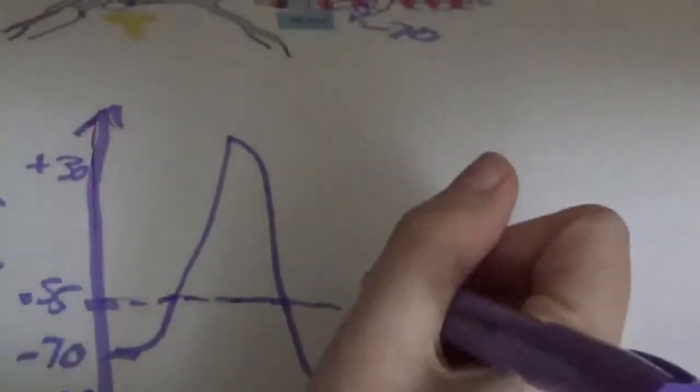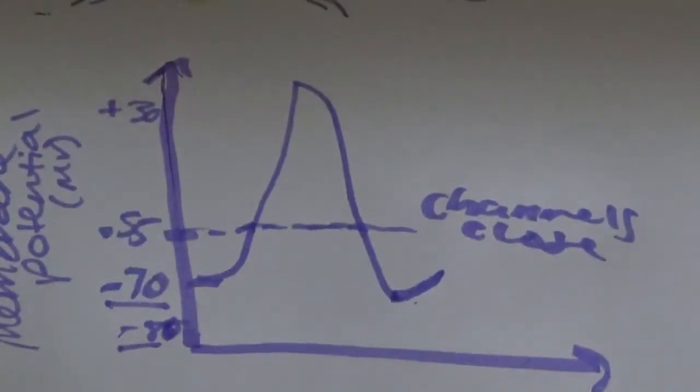So again, once it comes down to this threshold, the channels will close, and again, the potassium ones are very slow to open and close, so that's why it overshoots the resting membrane potential and goes to -80. Once all channels are fully closed, it'll then resituate itself and return back to this -70 of the resting membrane potential.